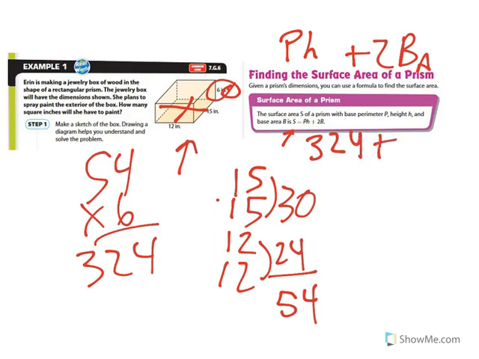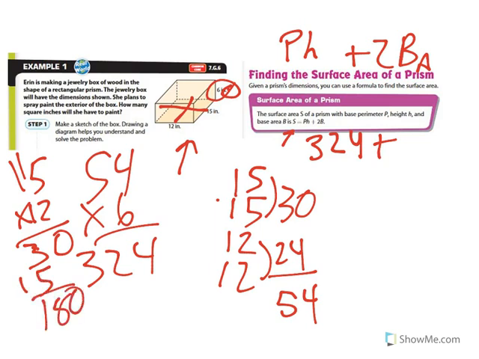And now we're going to find the area of our base, 15 times 12. I'm going to do that over here. So we have 30, 15, 180. And now we're going to times that by 2. All right, so 180 times 2.